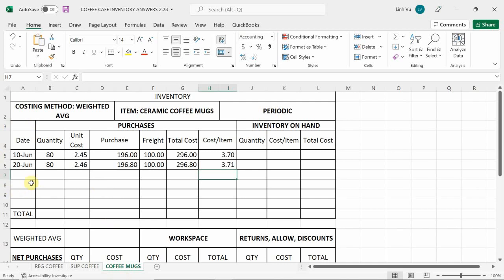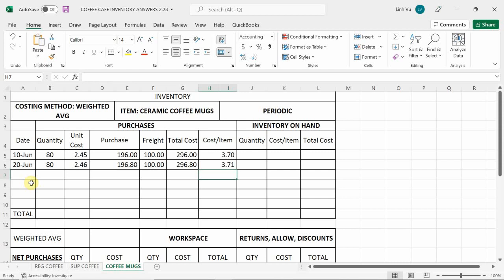Now, usually it's going to be the last one that you purchased, because it's already the 21st. Why would you return something that you purchased all the way on the 10th? So in this case, the assumption is we made a purchase on the 20th, so we must be returning from that batch. Now, how much did it cost me?